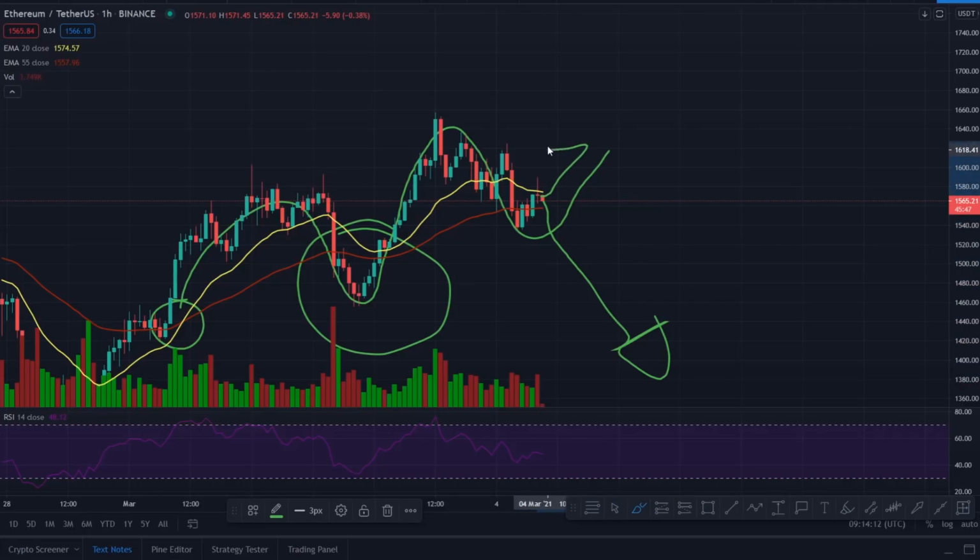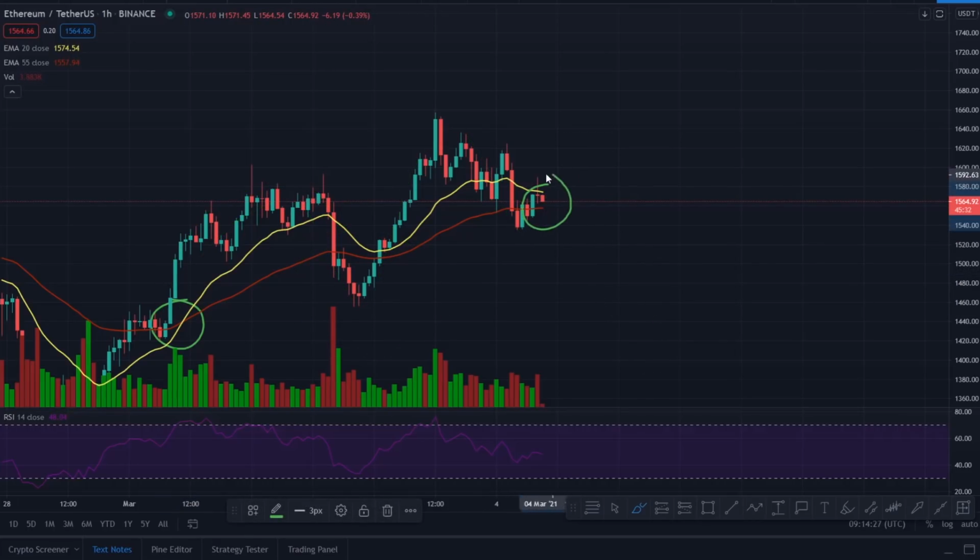Hopefully now we can get a bounce there, push through that 20 EMA, and then come back, test it as support, and then form something that looks like this. And as well, what we need to see is not a bearish cross just there, guys. We can't form a bearish cross just there where the yellow line crosses the red line like that, because that would be really bearish for Ethereum.